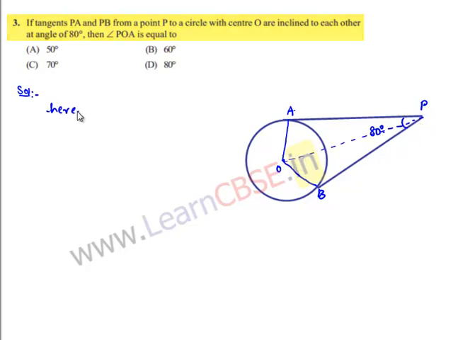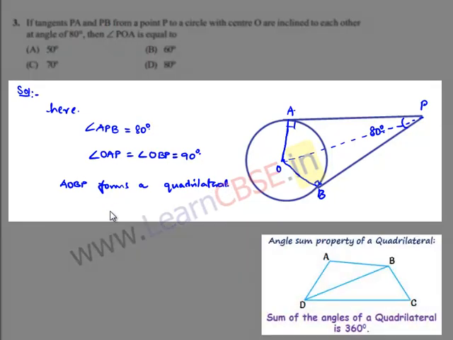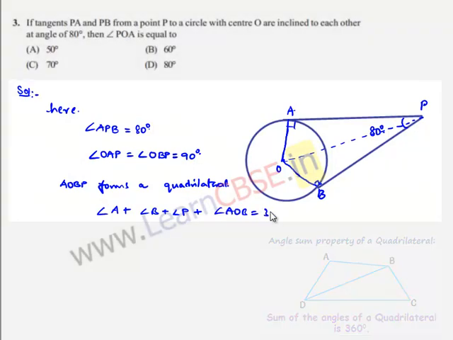Here let us note down the given information, that is angle APB is given as 80 degrees, and we know radius and the tangent are always perpendicular to each other, so we can say angle OAP is equal to angle OBP is equal to 90 degrees. Let us initially find the angle AOB. As we know that AOBP here forms a quadrilateral. Sum of angles in a quadrilateral is equal to 360 degrees, which implies angle A plus angle B plus angle P plus angle AOB is equal to 360 degrees.